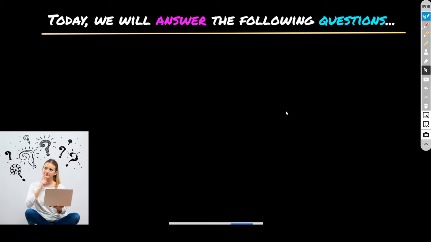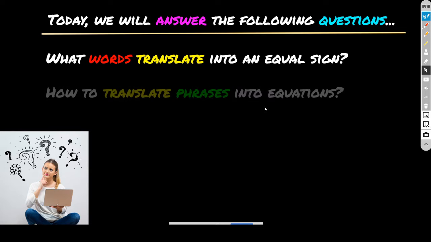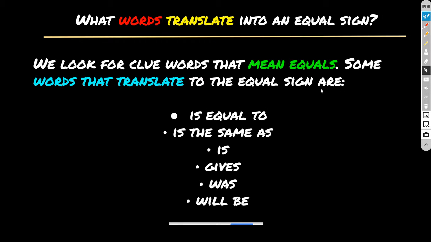So let's do it. What questions will we answer? What words translate into an equal sign? When we write an equal sign, what type of phrases should I be looking for? And how do you translate phrases into equations? What about the rest of that phrase? How do you get into a whole equation? Let's look at how to do that now.